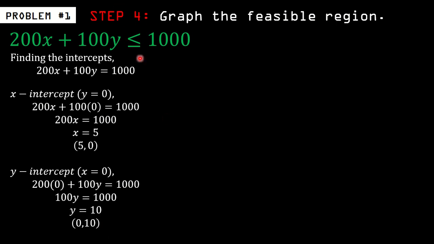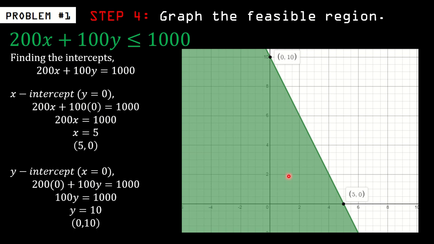Then again, we have less than or equal. Since we have here the symbol of less than or equal, again we have a solid line. And at the same time, the shaded region is in the lower part. So this is the graph of 200x plus 100y is less than or equal to 1000.